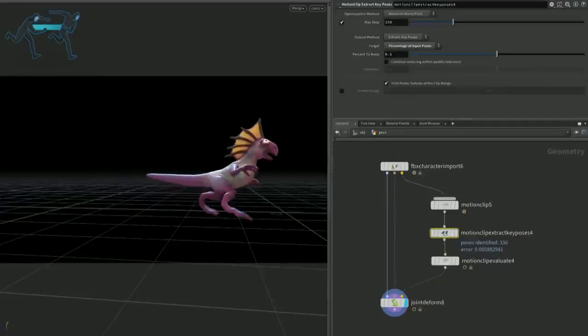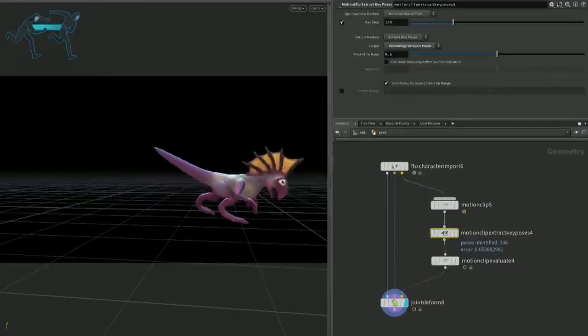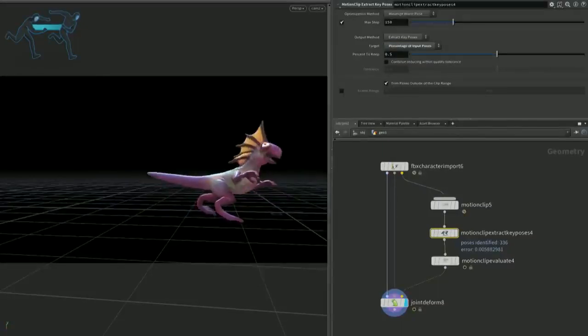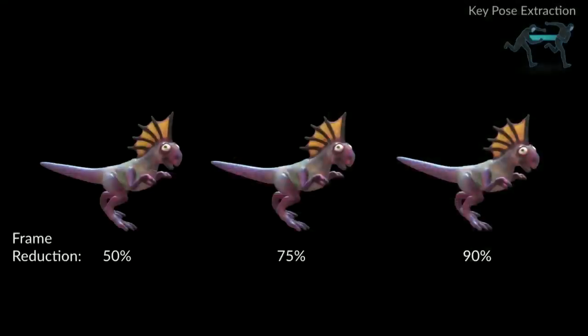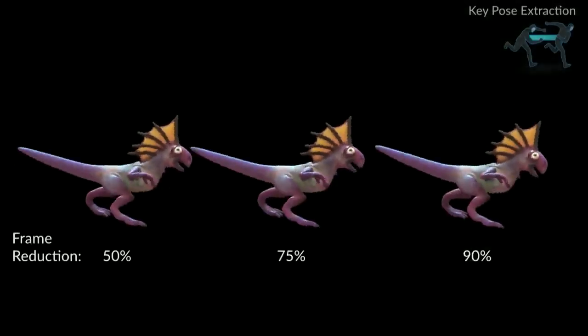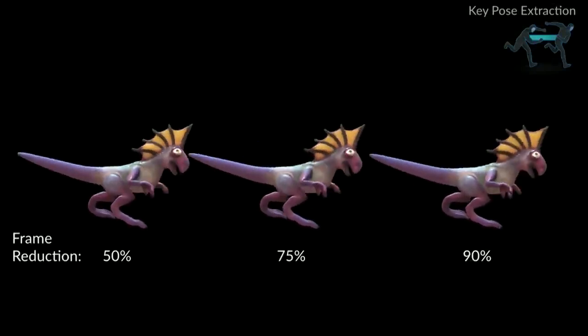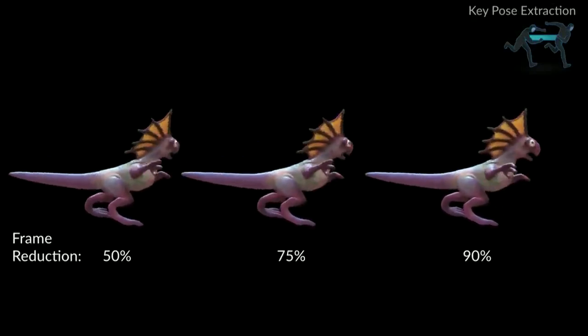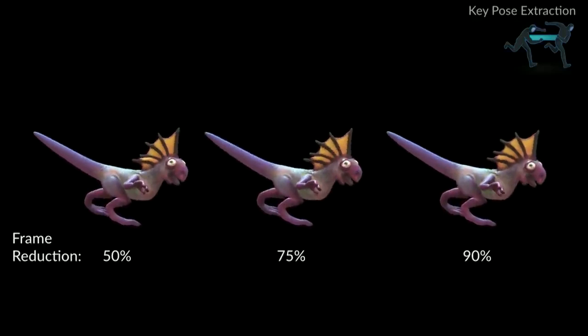You can also do it by percentage. In this case, we're reducing it by 50%. And you can see that it's almost indistinguishable from the original motion capture data. And just to drive that home, here are some drastic reductions all the way up to 90%. And even at 90%, so just 10% of the frames remaining, you still are capturing most of the important information.